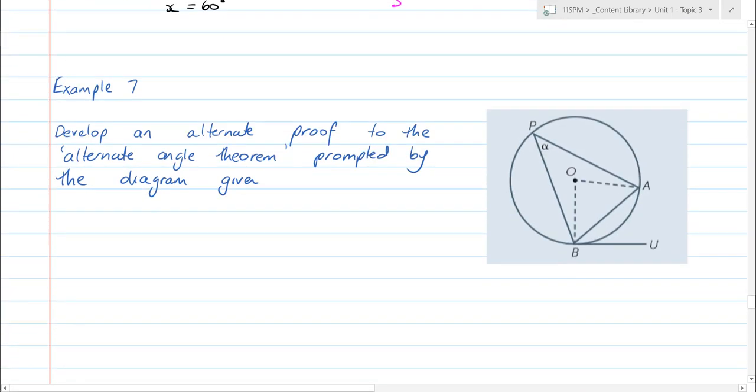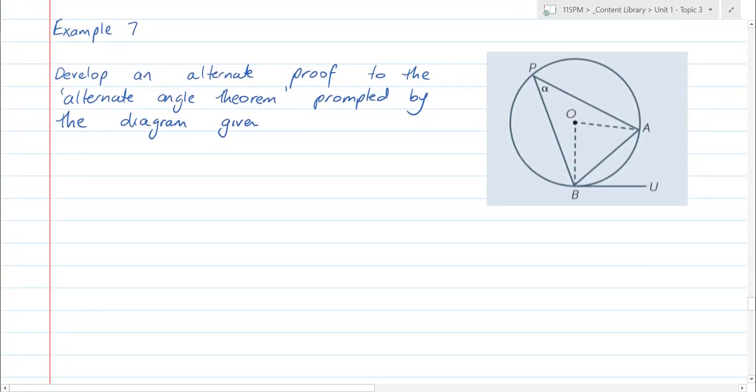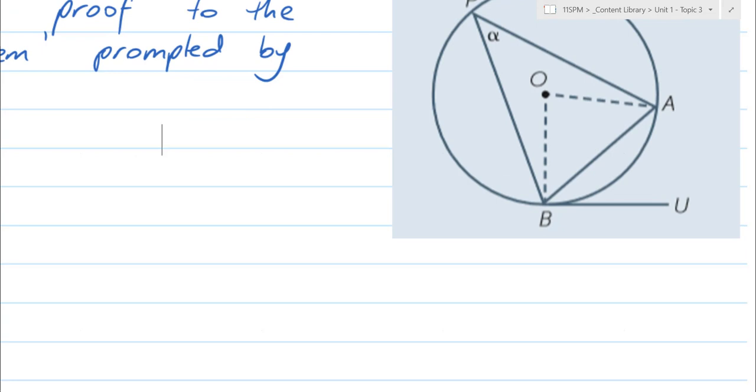Okay, I'll do one more with you. Example 7. Develop an alternate proof to the alternate angle theorem prompted by the diagram given. Who can map that out for me? Is BOA 2 times? Okay. Let's start our mapping. So firstly, that is 2 alpha.